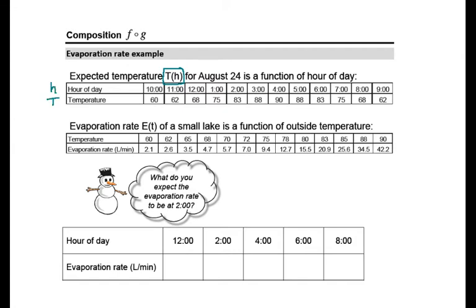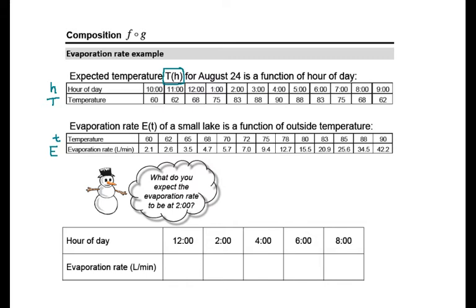Then we have another function here that calculates the evaporation rate of a small lake. We're assuming some fixed humidity conditions, so that this is a function just of the outside temperature. Here we have t, little t, as our input variable, and big E as our output variable. And the snowman here, who is pretty much doomed on this day, is asking what we expect the evaporation rate to be at 2 o'clock.